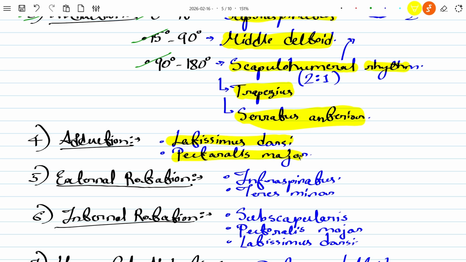Then coming to adduction. Adduction is done by the latissimus dorsi and pectoralis major muscle. Then coming to the external rotation, that is done by infraspinatus and teres minor. These are the parts of the rotator cuff.